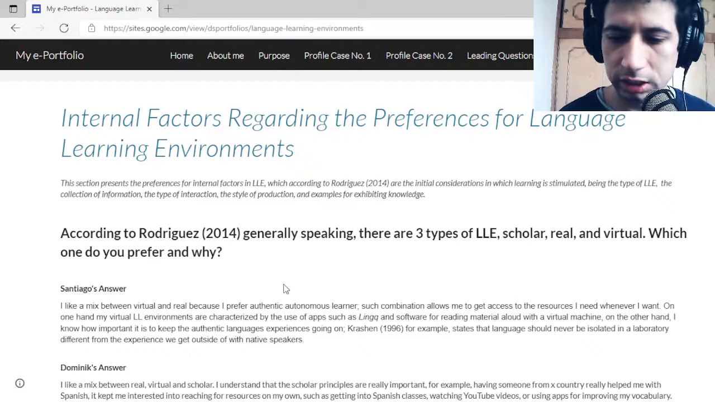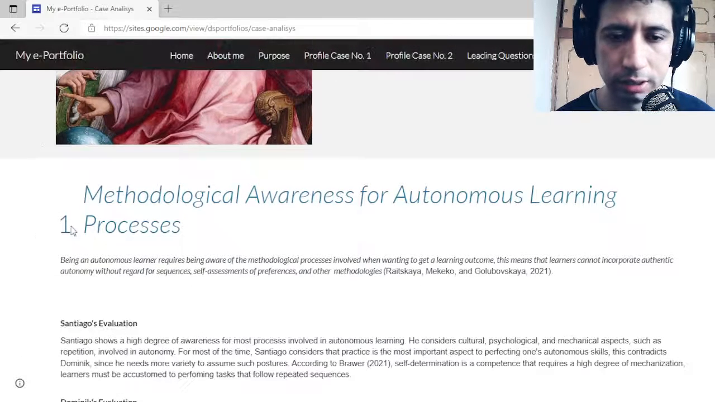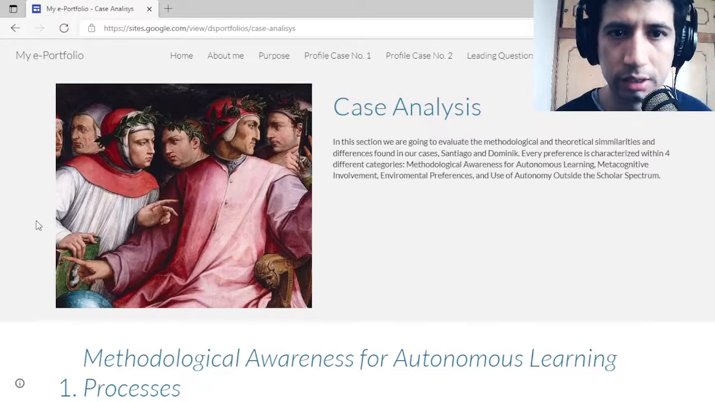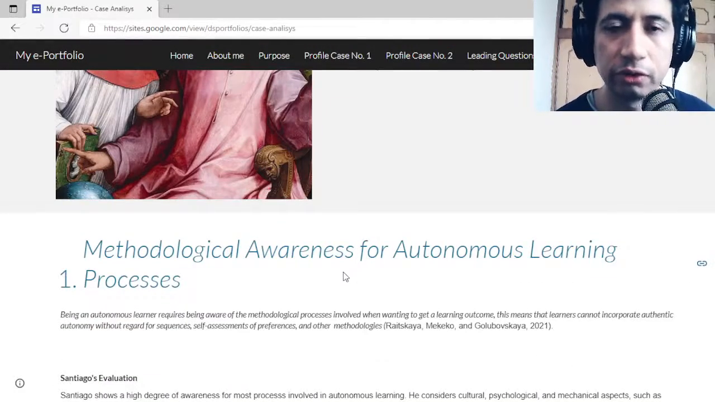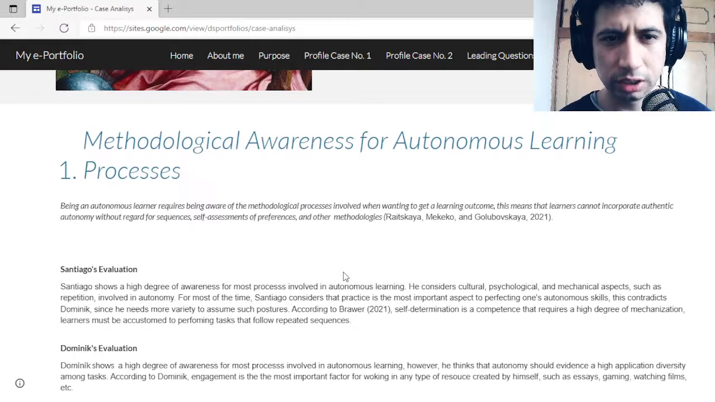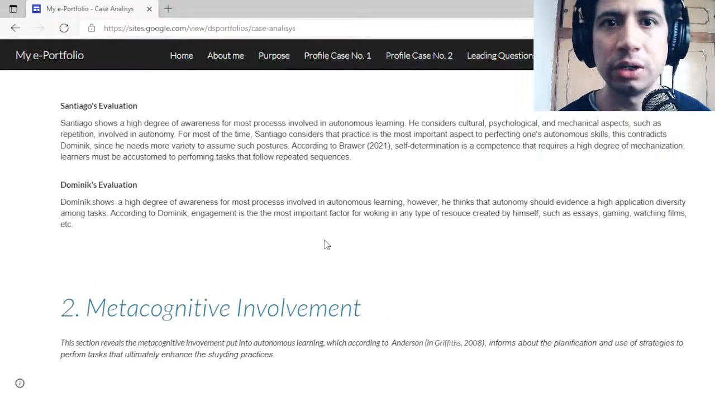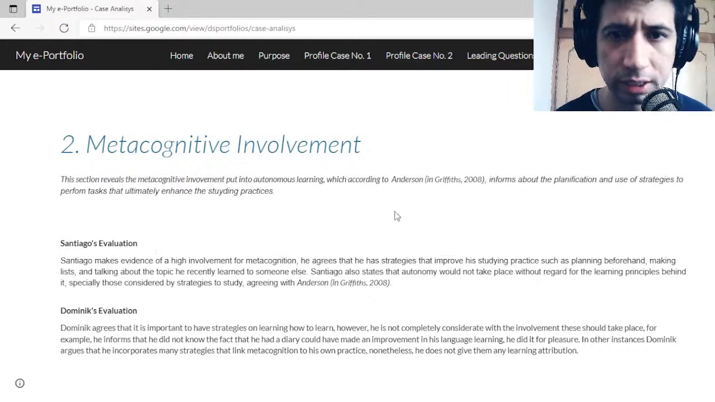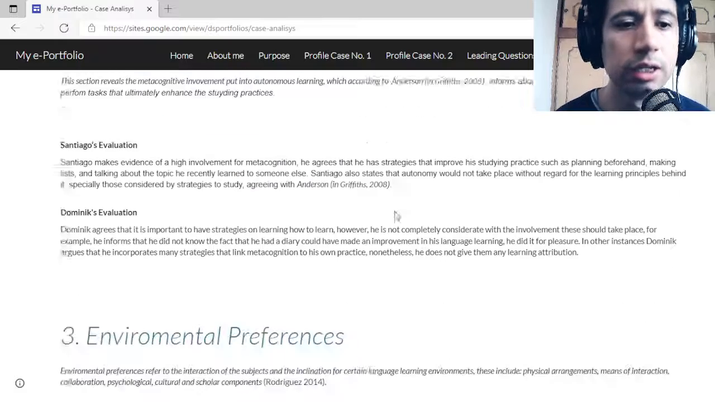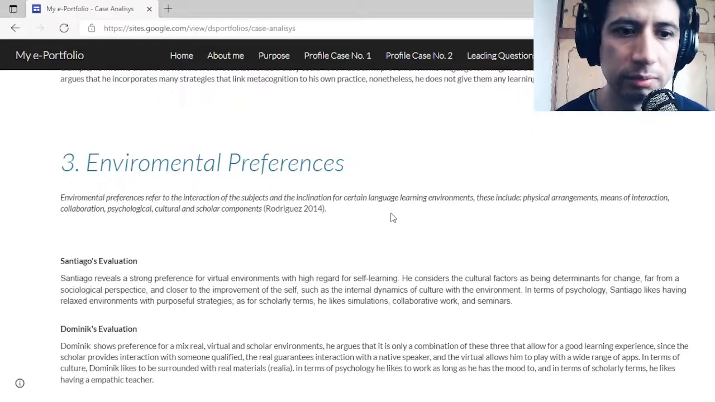Now, we're going to talk about the conclusive differences, which is another section that I make in this portfolio. And in this section, I evaluate the differences from three perspectives. One is the methodological awareness for autonomous language learning processes. How aware are you that you're an autonomous person? The metacognitive involvement, such as, do you apply strategies or not? And the environmental preferences, which is something that we already talked a little bit about before.